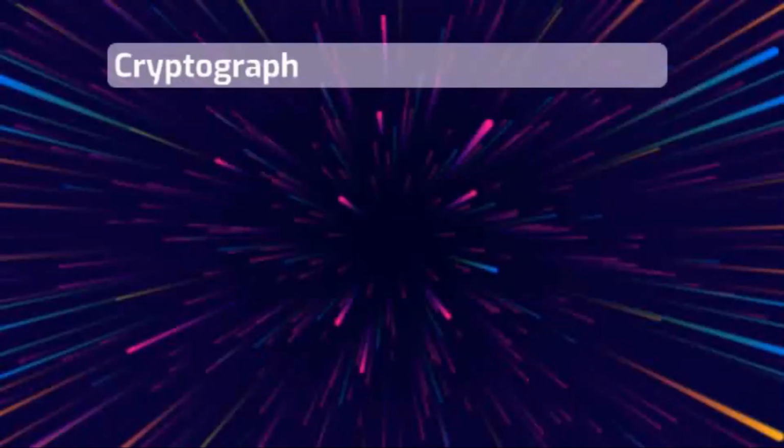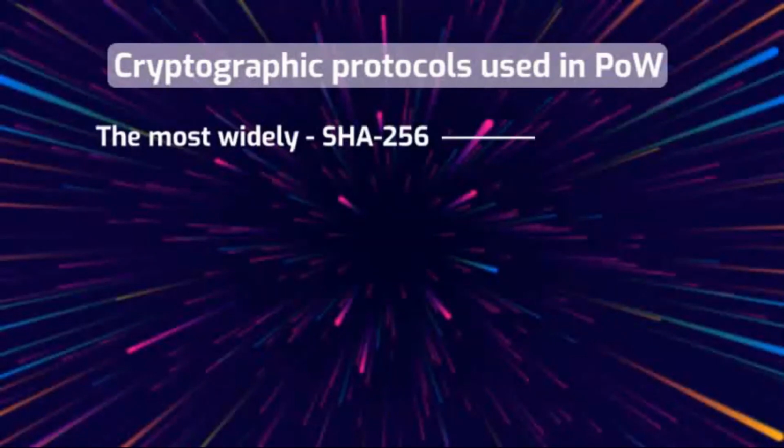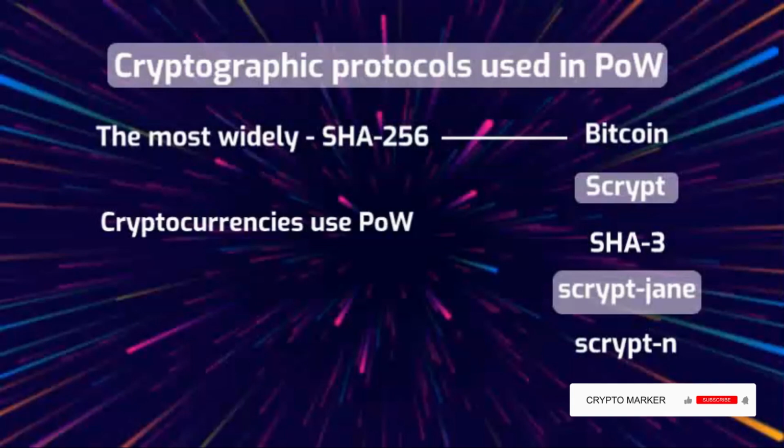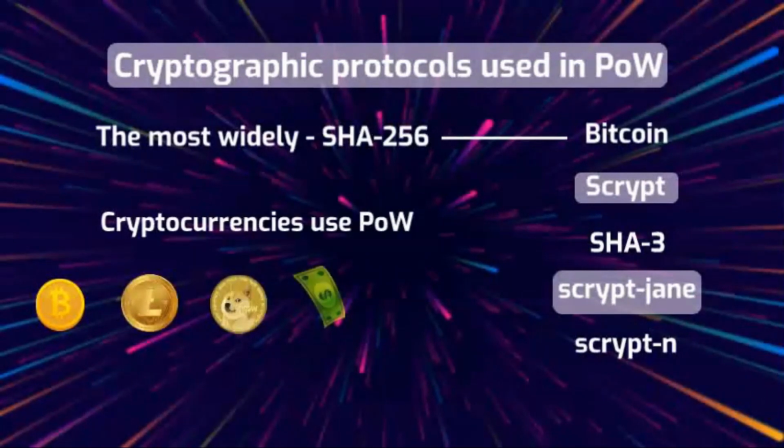Common cryptographic protocols used in proof-of-work systems: the most widely used proof-of-work consensus is based on SHA-256 and was introduced as a part of Bitcoin. Others include Scrypt, SHA-3, Scrypt-Jane, Scrypt-N, etc. Proof-of-work is the dominant consensus model used in Bitcoin, the largest cryptocurrency, as well as other cryptocurrencies such as Litecoin, Dogecoin, Bitcoin Cash, and Monero.